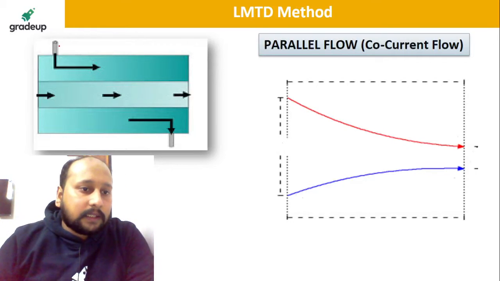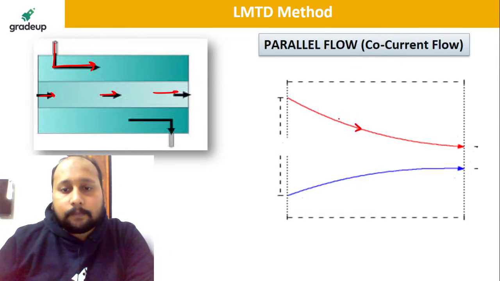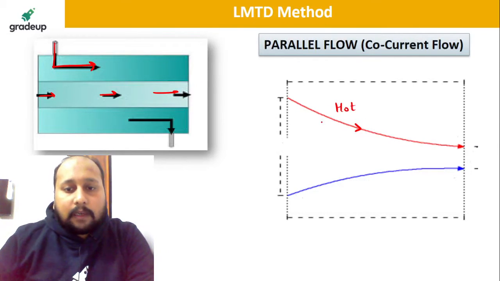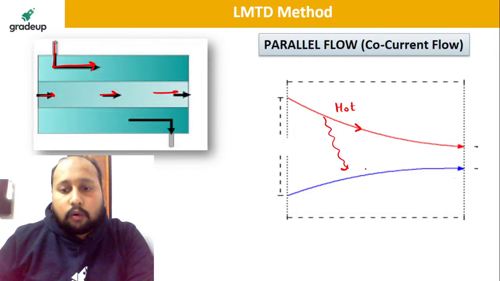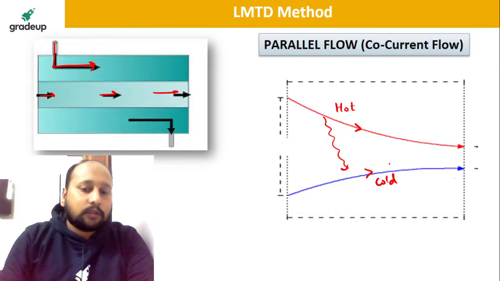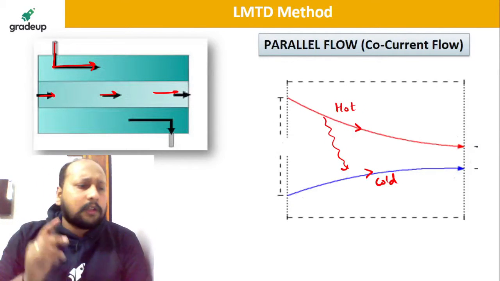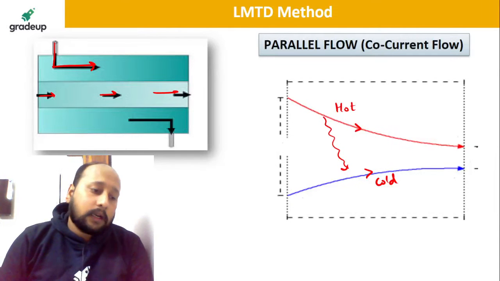If you observe, this is a shell and tube heat exchanger. In this, there is a fluid A, and let us suppose this is fluid B, which is moving in the same direction. They are both moving in the same direction. So the hot fluid will be losing heat to the cold fluid, and the temperature of the cold fluid will be rising. This is the temperature profile of a parallel flow, also known as co-current flow.